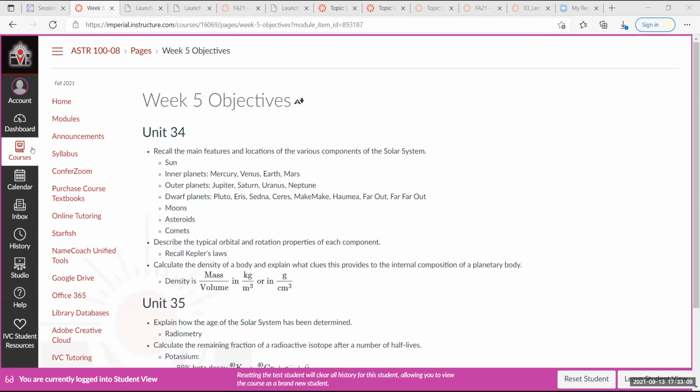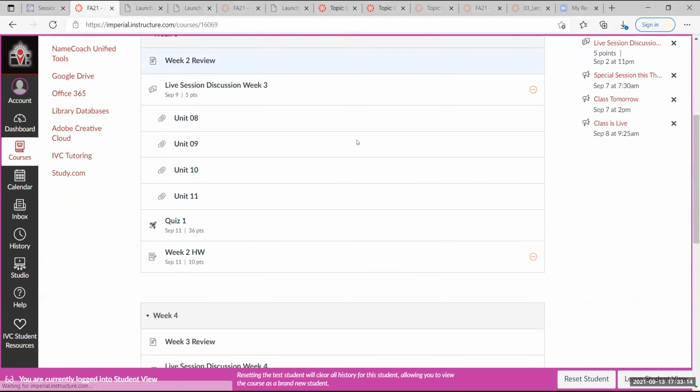Again, we are in week 5. These are the objectives for the week. Let me go back into the models.